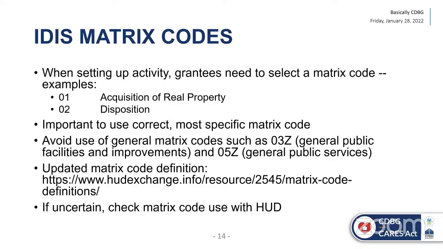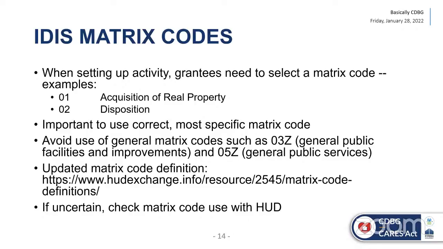Because 03 for public facilities and 05 for public services both have one called 03Z and 05Z, which is a general category, but HUD really doesn't want you to use that unless there's just no other matrix code that describes what you're doing. Otherwise, you want to use the most specific matrix code that you can. Also, if you're not sure about the matrix code, you definitely want to check with your HUD field office.